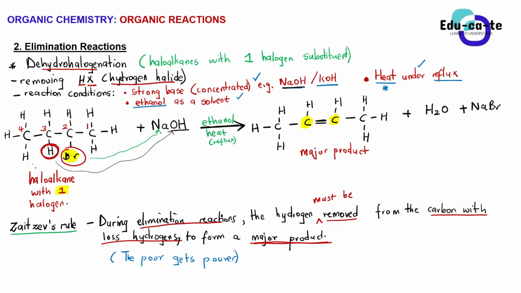So let's say now we want to ignore Zaitsev's rule and try to form a minor product, not a major product. Let's say I take a compound like this, and I've got Cl, for example. This is a haloalkane, and you can see, guys, that my haloalkane here is strictly having one halogen. Do you guys see the halogen there, which is the Cl? Yes, there is a Cl there. That is one halogen. So you need to do a dehydrohalogenation.